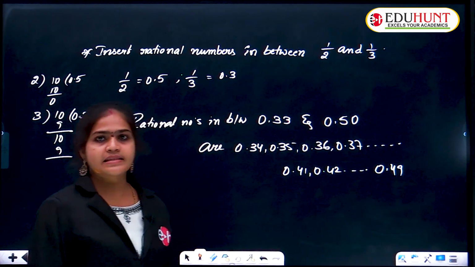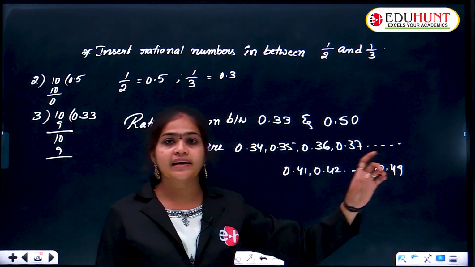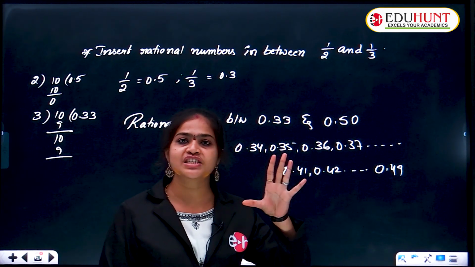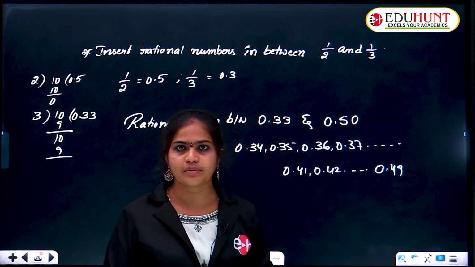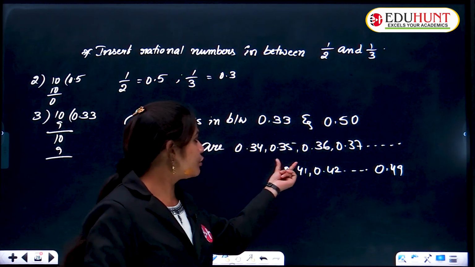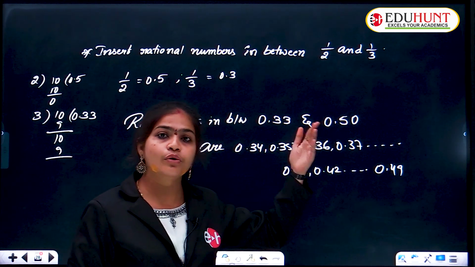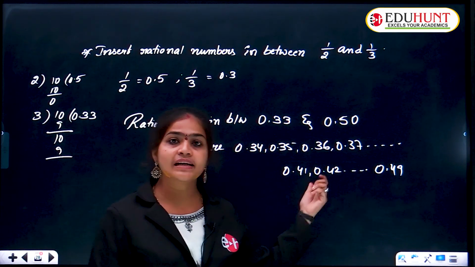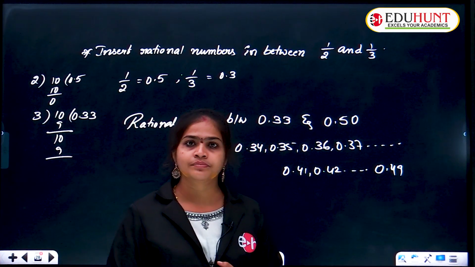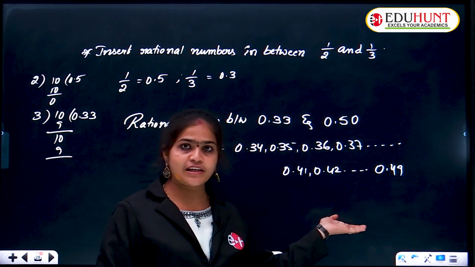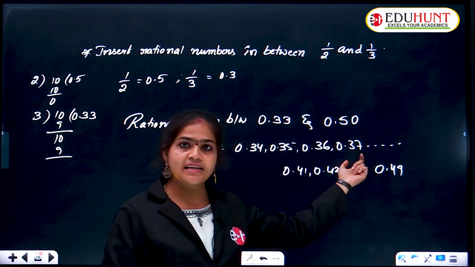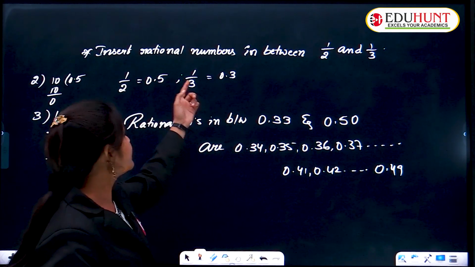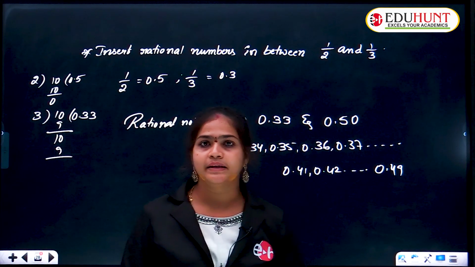In between they are asking, no? So in this way we can write. Actually in the question, they may ask to insert 5 rational numbers in between 2 given rational numbers. In those cases, you can use this method to write more numbers. Then from these, you can choose any 5 or any 10 rational numbers, by converting into fractions. 0.37 is 37 by 100. Okay, that is a number which lies in between 1 by 2 and 1 by 3.